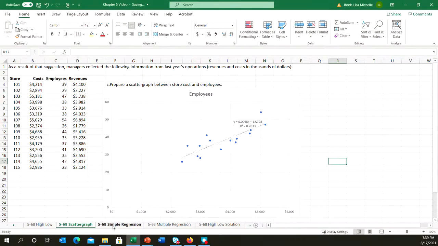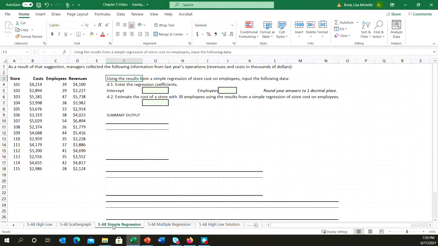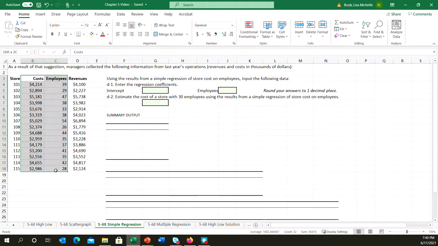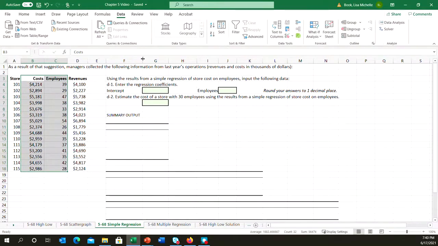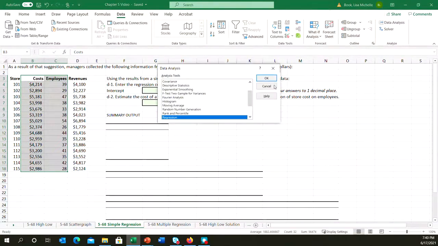I'm going to go ahead and move on though and follow along with what this problem asks us and jump into simple regression. So with simple regression, they're asking us again to predict cost only based on employees. So we're still going to ignore revenue. Again, the power of Excel makes this pretty easy. I'm going to highlight the cost and employees. I'm going to go ahead and go to data analysis. Because I've been playing around with this, it automatically went to regression. Unless you're typically using regression, it probably won't go there automatically.